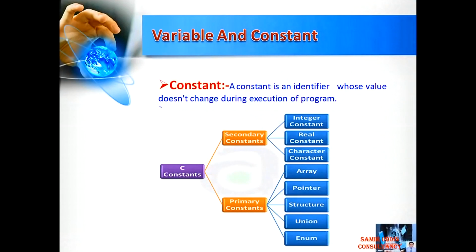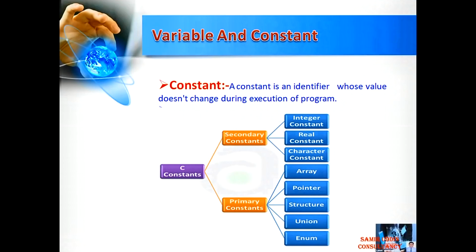Next is constant. A constant is an identifier whose value does not change during execution of the program. There are some examples of constants also. Firstly, constants are divided into two parts: primary constants like arrays, pointers, structures, unions, enumeration, and secondary constants like integer, real, character.